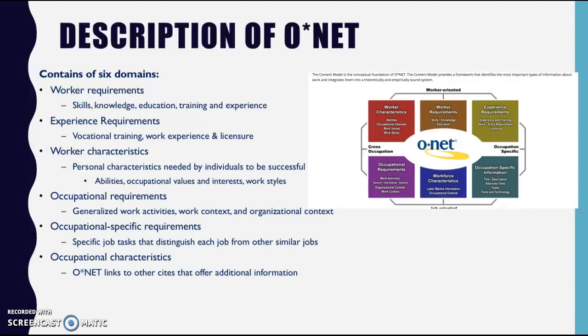And then occupational specific requirements are what distinguishes one job from another, even though there are jobs out there that are very similar. It helps to be the distinguishing factor of what makes those jobs different. And then finally, the occupational characteristics. So ONET links to other sites that can offer additional information if they do not have the information themselves.